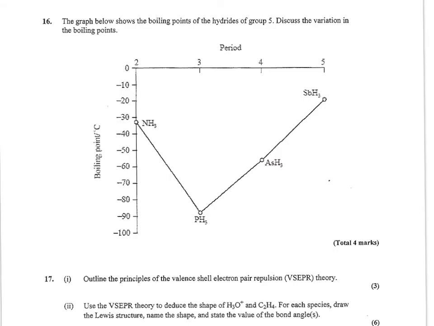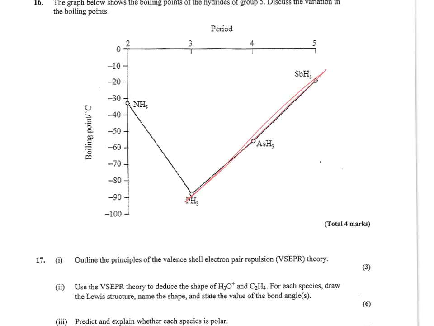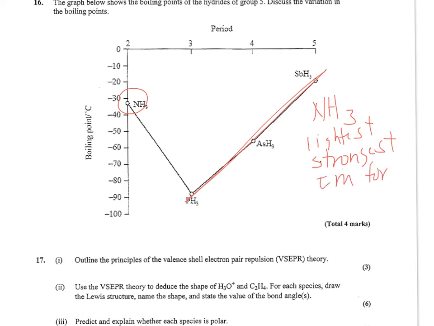Number 16, for 4 marks, wants you to explain the boiling point of the hydrides in group 5. Discuss the variation in the boiling point. So for the second 3, or the last 3, you've got a very nice increasing trend here. The unusual part is this really high value that we see with NH3. What they want you to know is that NH3 is so unusually high, even though it's the lightest, because it's got the strongest intermolecular force, because of that hydrogen bond. Okay, so that's going to give you a couple marks right there.